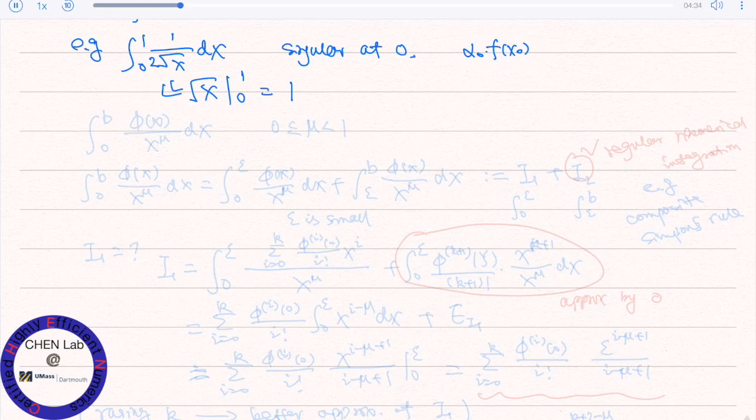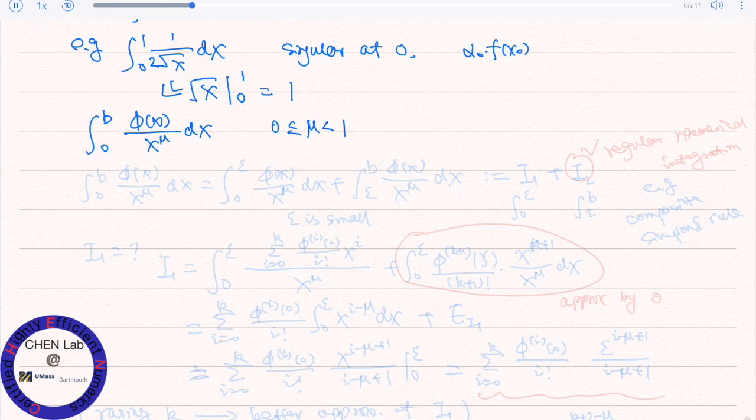For now, let's talk about a slightly more general case, which is if we want to integrate from 0 to b a function phi of x divided by x to the mu dx. I'm assuming mu is larger than or equal to 0 and less than 1. Then this is perfectly integrable.